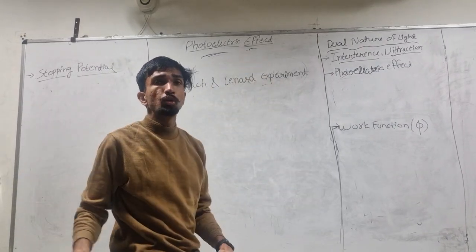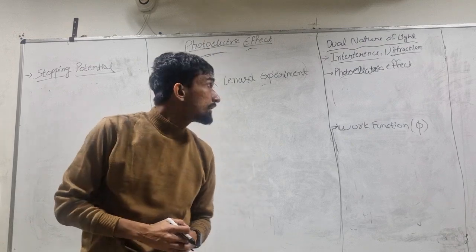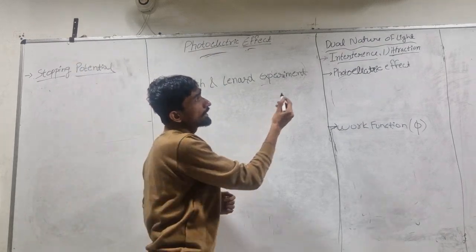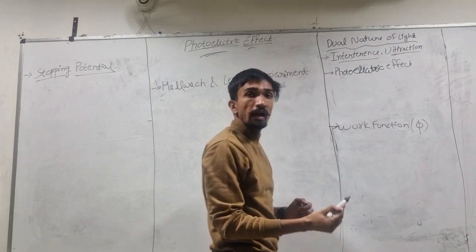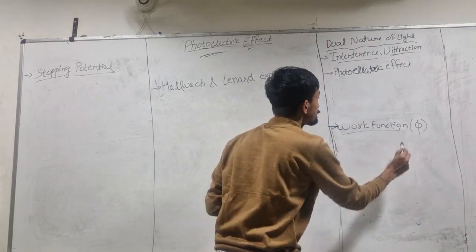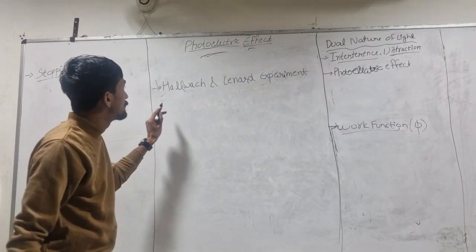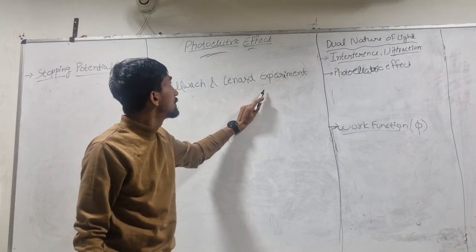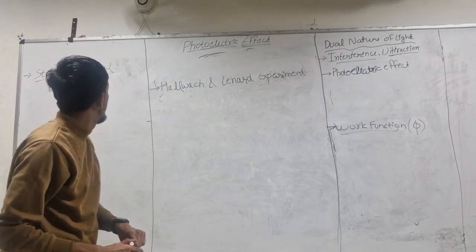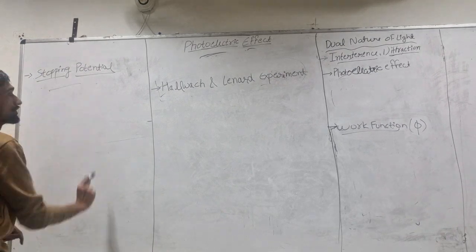It is a very important topic of modern physics. In this we will get a little bit of an idea about the dual nature of light, and then we go for the work function, and then we will know about the Hallwachs and Lenard experiment about the photoelectric effect, and then we go for the stopping potential.